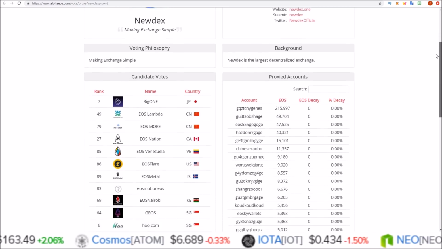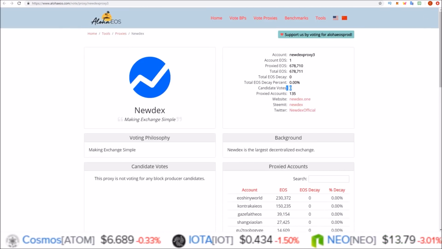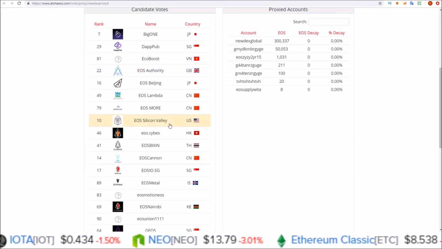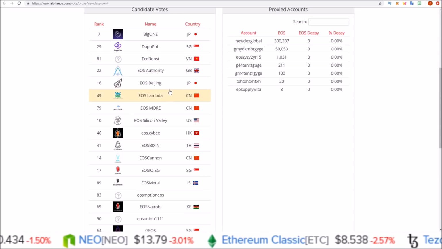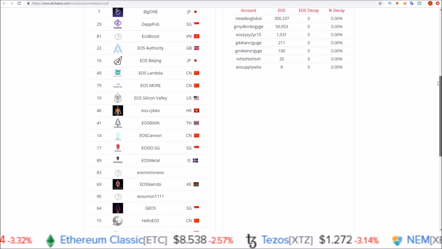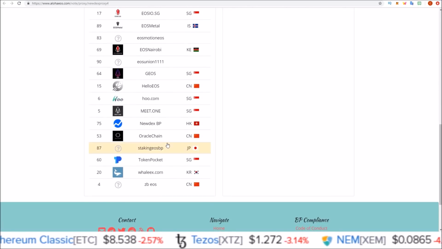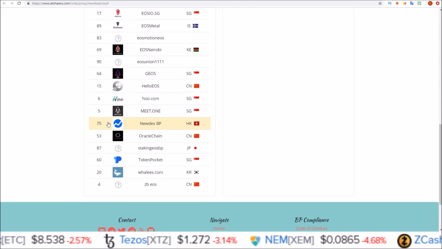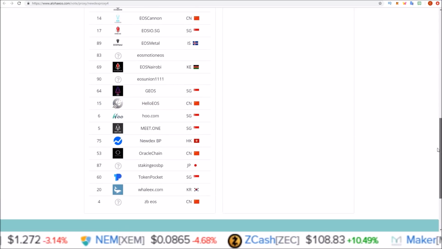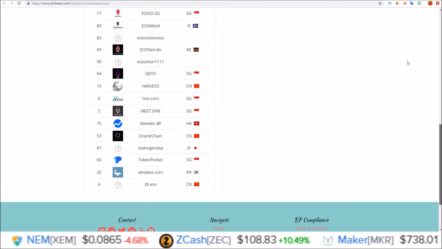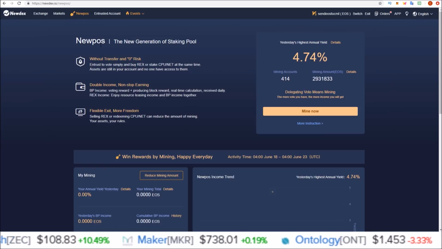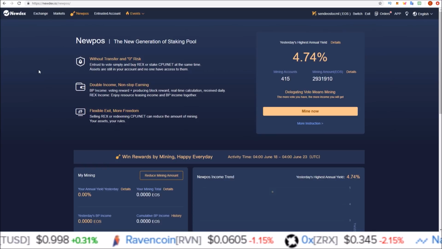Right now my take is they got some good BPs just randomly sprinkled in here, and I don't know if some of these other BPs are in on the gig with Newdex, or if it's just all random BPs and then Newdex BP as well to help them pump up their block producer rank, thus increasing their daily rewards, which in turn they are giving some of those rewards back to stakers who do use the new POS staking pool.